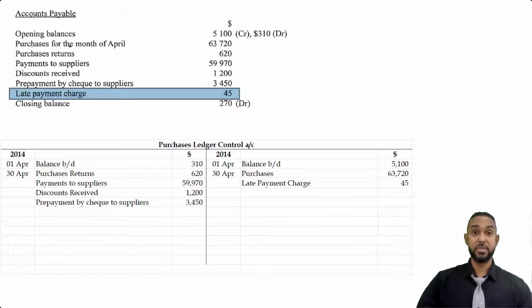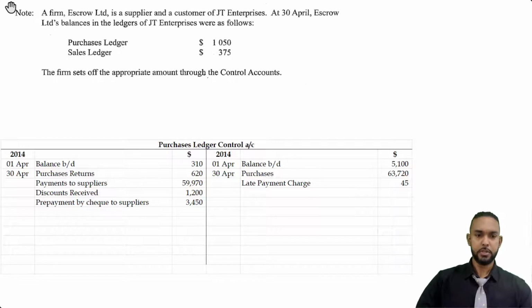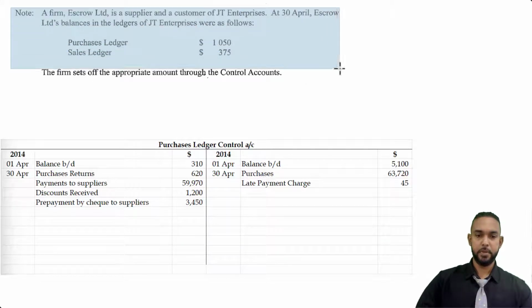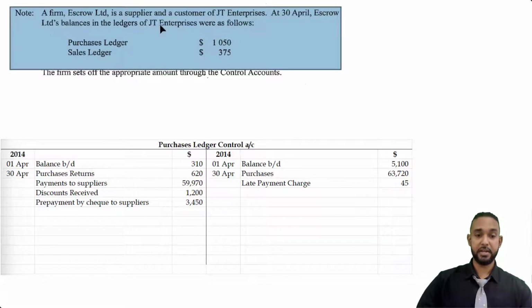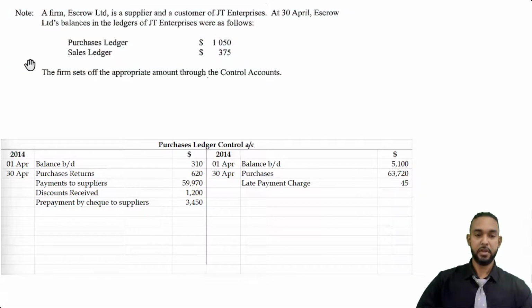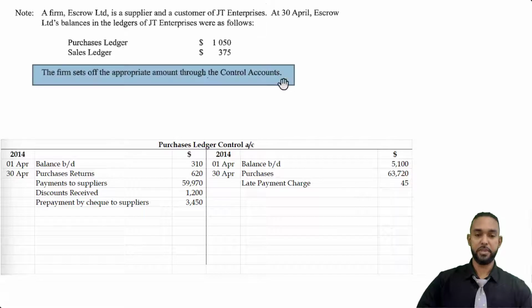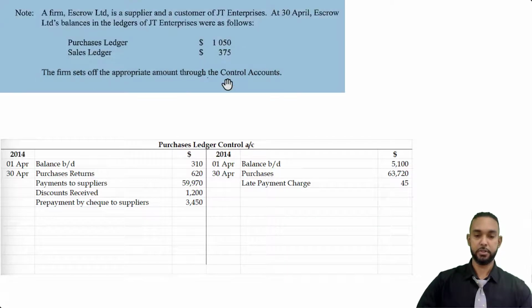Now what that means is we have to therefore find the closing credit balance, but there actually is one extra thing which I have to scroll down to show you. So it says here, note, a firm, Escrow Limited, is a supplier and a customer of JT Enterprises. At 30th April, Escrow Limited balances in the ledgers of JT Enterprises were as follows. Purchases ledger, so we owe them $10.50. Sales ledger, they owe us $3.75. And it says here, the firm sets off the appropriate amount through the control accounts.